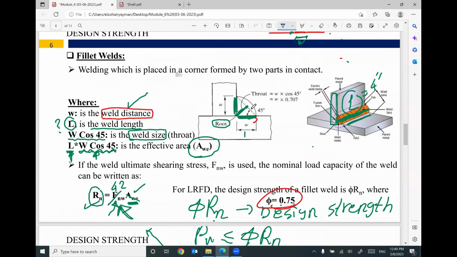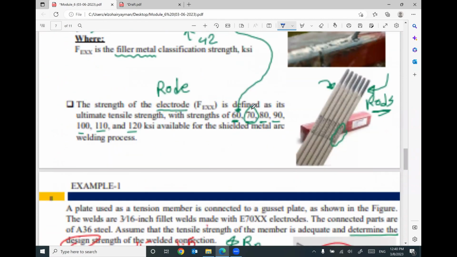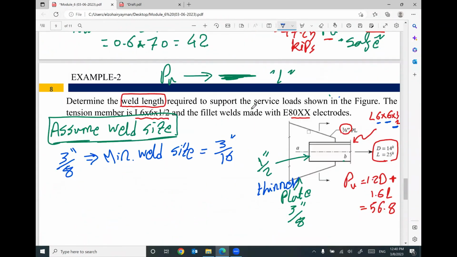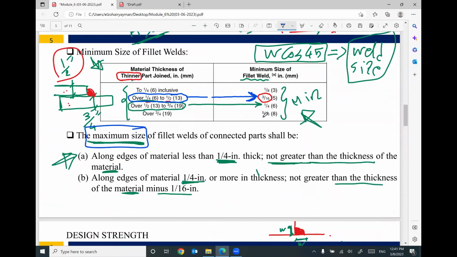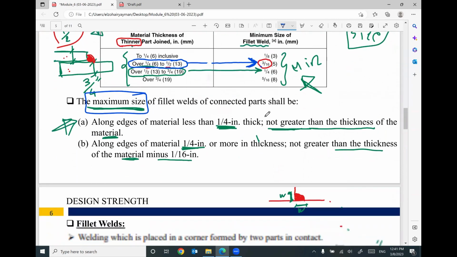Okay? So one more time, go ahead and find the thickness of the first part and the thickness of the second part. Then use the smaller one, which is called the thinner part. The thinner is 3/8. I will go to this table based on 3/8 inch thickness, which is between 1/4 and 1/2. That means the minimum weld size can be 3/16.